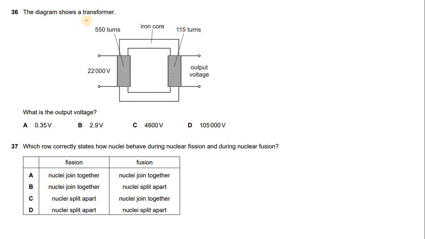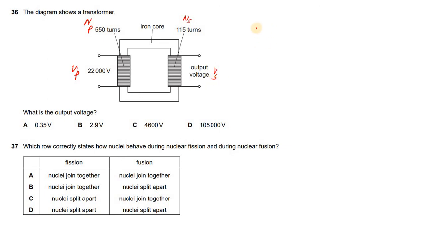36. The diagram shows a transformer. So what is the output voltage? This is VP, the primary voltage. This is NP, the number of primary turns. This is NS. And this is the output voltage VS. So we need to find VS.